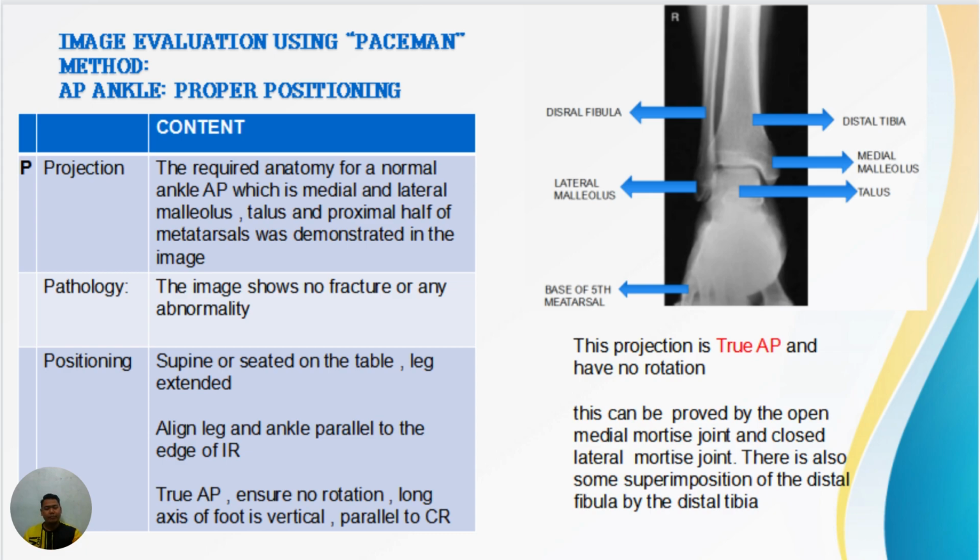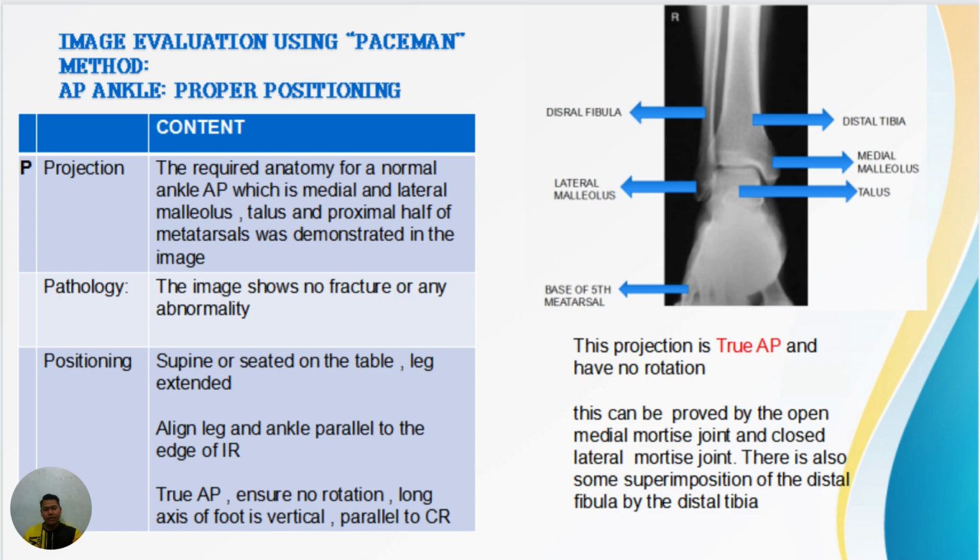To have a true AP ankle projection, the patient must be positioned supine or seated on the table, and the leg must be extended. And align the leg and ankle parallel to the image receptor. And for true image projection, ensure there is no rotation, and the long axis of foot is vertical and parallel to the X-ray tube.